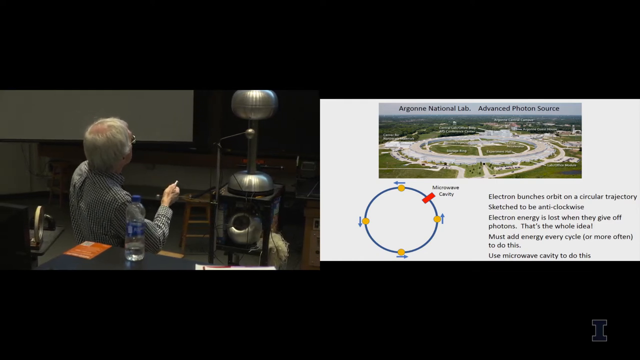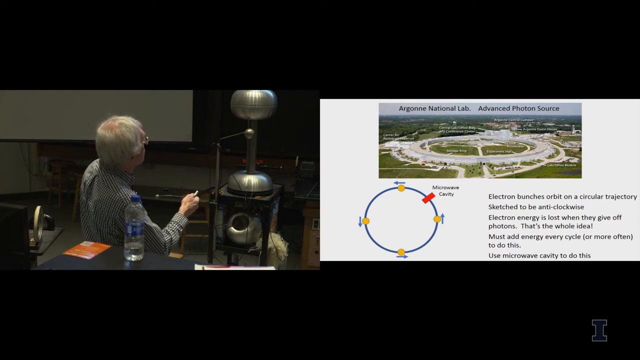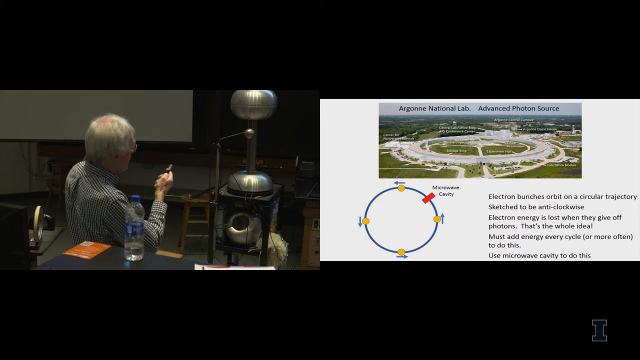What happens is that you have bunches of electrons that are traveling in a trajectory like this. And not the other way around, they're traveling like this. And they are bunched in an orbit on a circular trajectory. I sketched it to be anti-clockwise. You could also make it with other magnets go clockwise. That's not a big deal. But this one here is just how I sketched it.